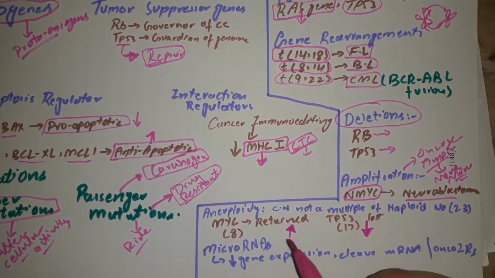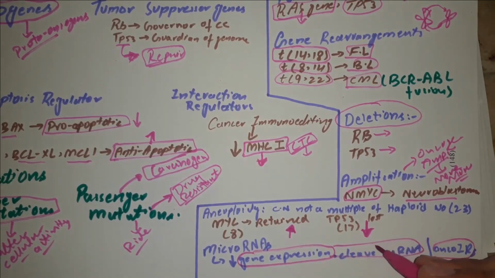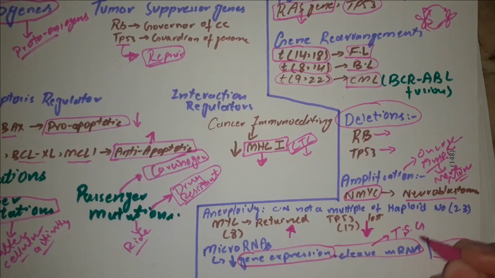Next, microRNAs also play a role in carcinogenesis. MicroRNAs can lead to decreased gene expression by cleaving messenger RNA or by altering the process of translation, due to which they are called oncomiRs, and in this way they can lead to the down regulation of tumor suppressor genes. When they don't regulate tumor suppressor genes, it leads to oncogenesis or production of carcinomas.